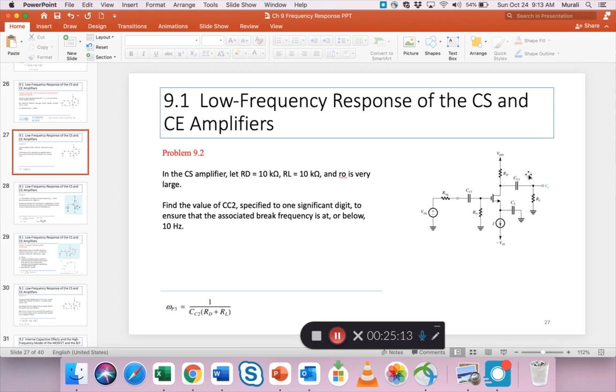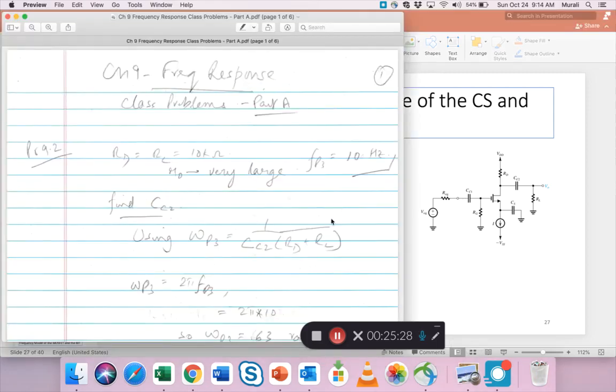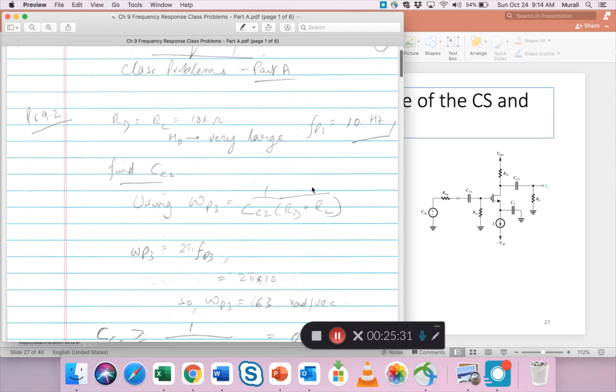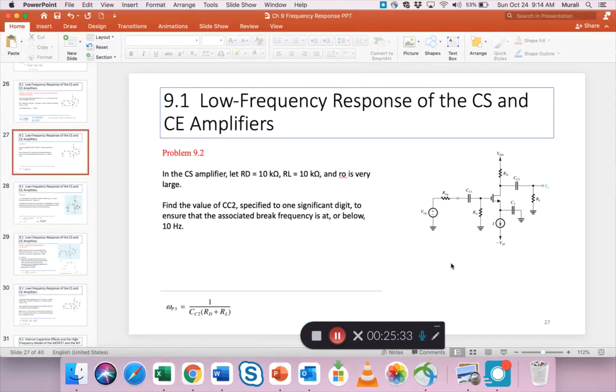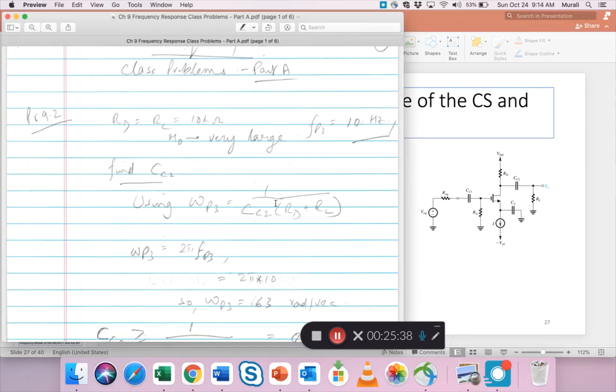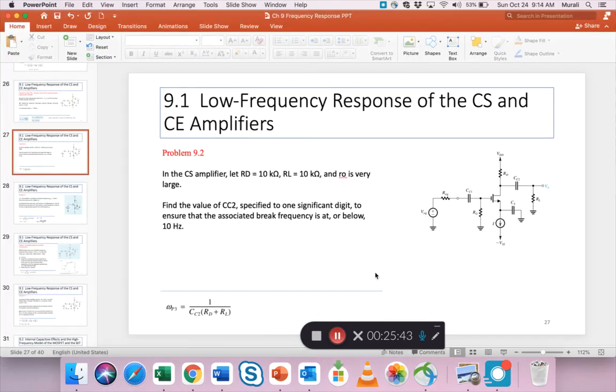So we are only interested in this CC2. So only one formula needs to be used here. So I guess you can call it a very baby exercise. So let's see how to solve it. So is it 10 kilohertz? Just 10 hertz. Sorry. Okay. So FP3, yeah, FP3, because FP3 is related to CC2, right? Yeah.